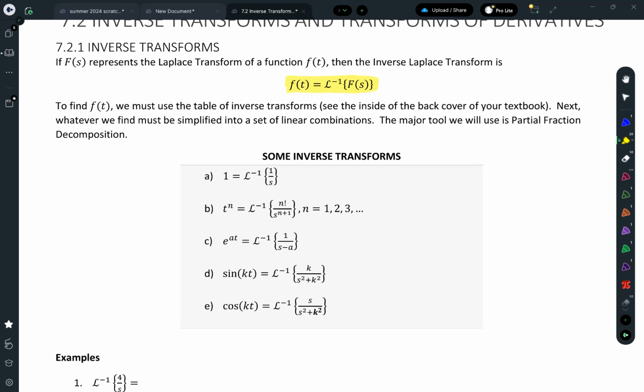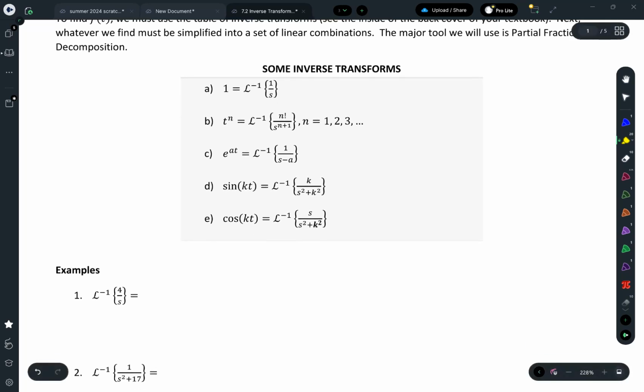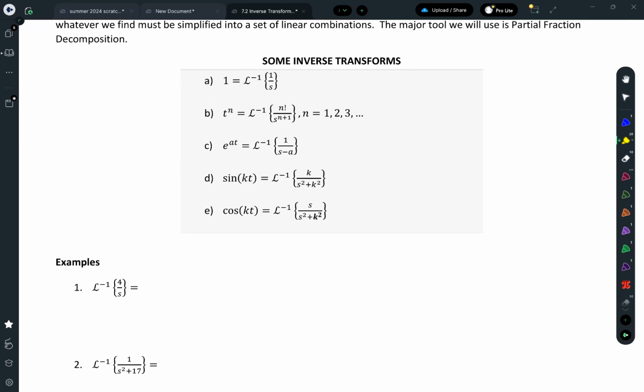We'll see. So if we take the Laplace inverse transform of 1 over s, that gives us 1. The Laplace inverse of n factorial over s to the n plus 1 gives us t to the n. The Laplace inverse transform of 1 over s minus a gives us e to the at, and the Laplace inverse transform of k over s squared plus k squared is going to give us sine of kt. And the Laplace inverse transform of s over s squared plus k squared gives us cosine of kt.